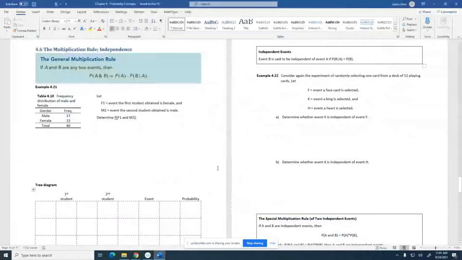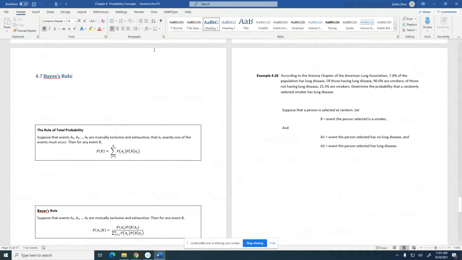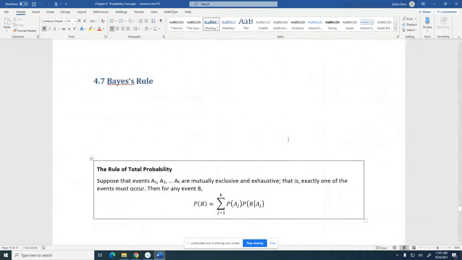Last time we discussed the multiplication rule, and we had a special case when they are independent, right? Okay, then today we are going to discuss the last topic in chapter 4. It is the Bayes rule.